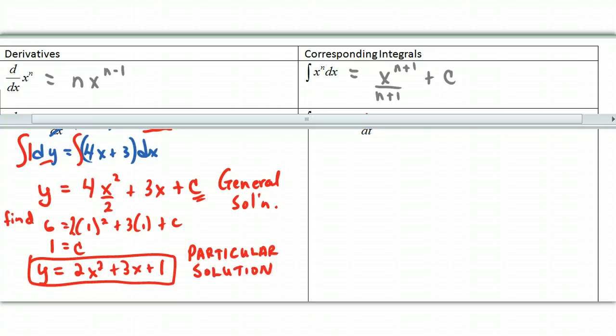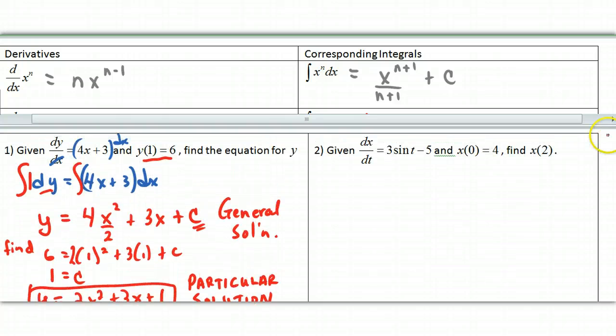This function where I found c, I was calling it the specific solution, but really it's called the particular solution. So the general solution is with plus c. The particular solution is when you find the constant value and you write it at the end. So let's try this next one. We set it up like we did the other one. Now this is dx dt, a little bit different than dy dx, but we can deal with it.